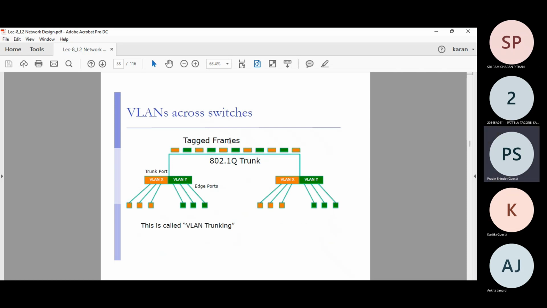See, tagged frames. 802.1Q is a trunk protocol, an IEEE standard. A VLAN trunk port carries VLAN X and VLAN Y on the same ports. So the same scenario with VLAN X and VLAN Y is called VLAN trunking, because both VLANs are used on the same link.